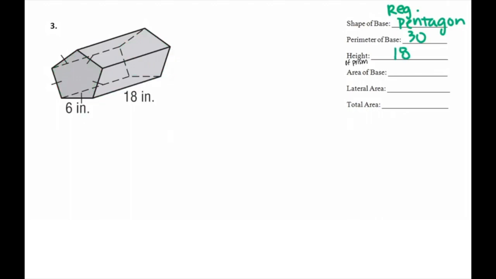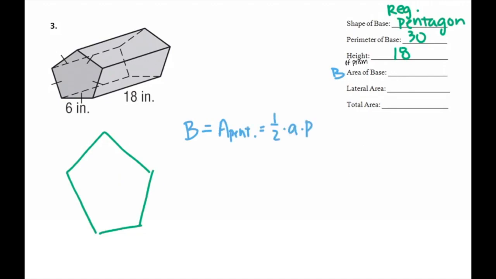All right, now for the area of the base, I'm going to try to draw it separately so we can figure this out. And there's my fabulous pentagon. Okay, we have to remember how to find the area of a regular polygon, because the big B area of the base is going to be the area of the pentagon. And I remember what it is: 1/2 times the apothem times the perimeter. Okay, well, we have the perimeter is 30. We just need to find the apothem, which is everyone's favorite part.